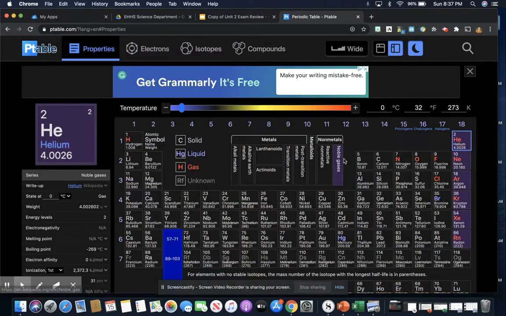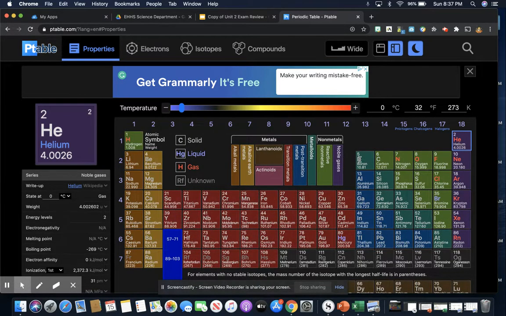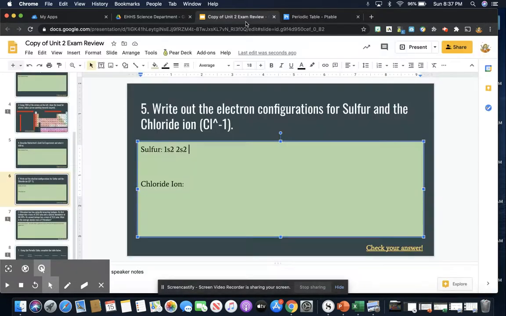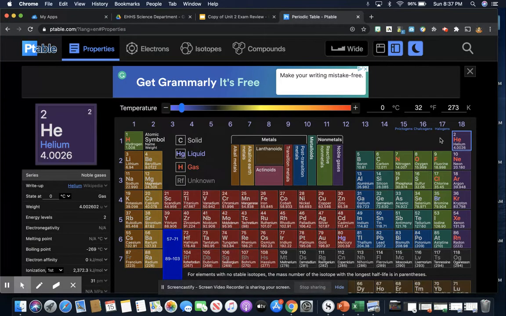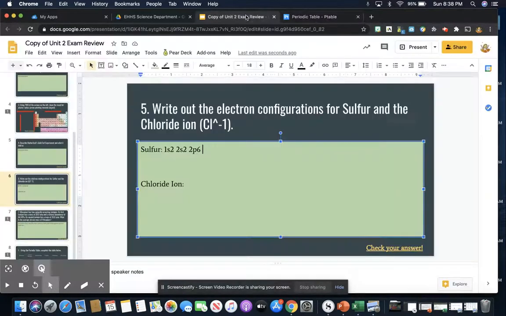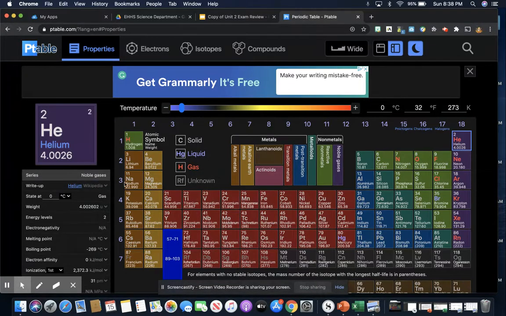Keep reading. Now I'm in the P block. 1, 2, 3, 4, 5, 6. I've gone across all 6. So I'm going to say 2p6. Still not to sulfur yet. So I'm going to keep reading. So 3, I'm back in S. 1, 2, I've gone across both of those. 3s2, I'm still not to sulfur, got to keep reading.